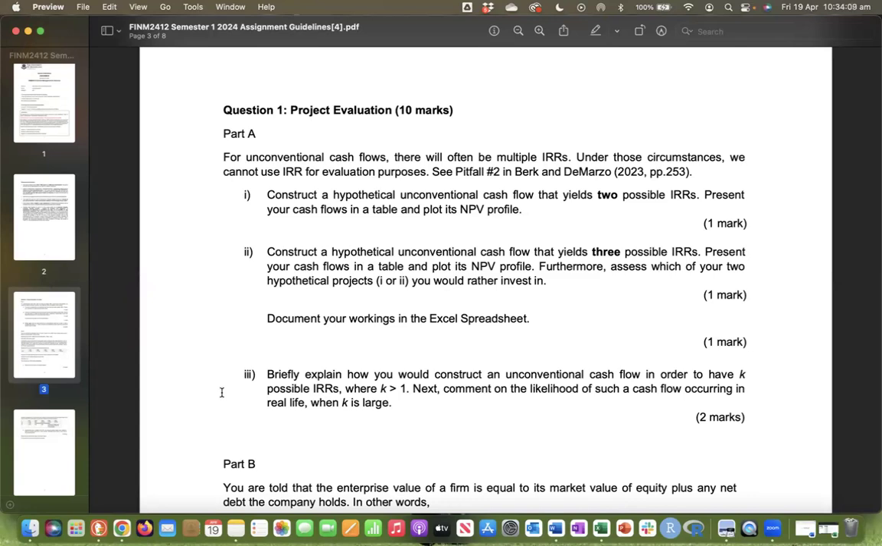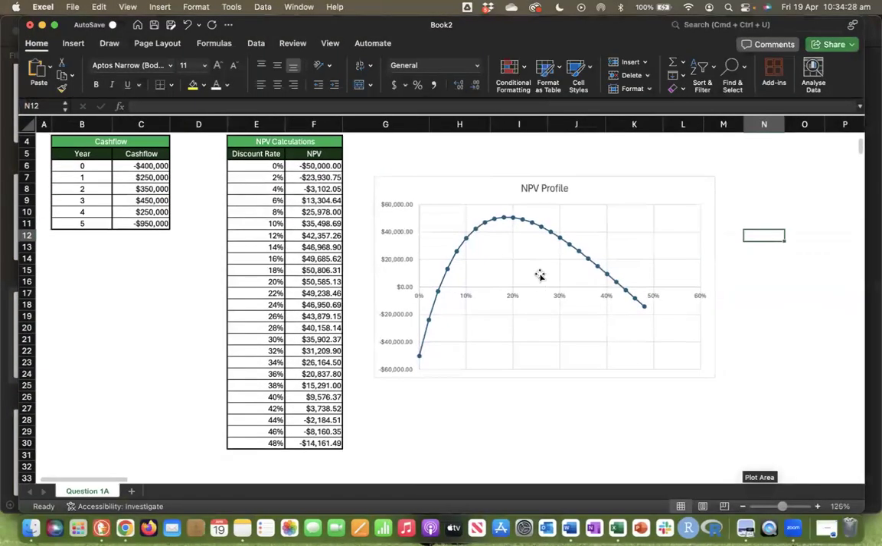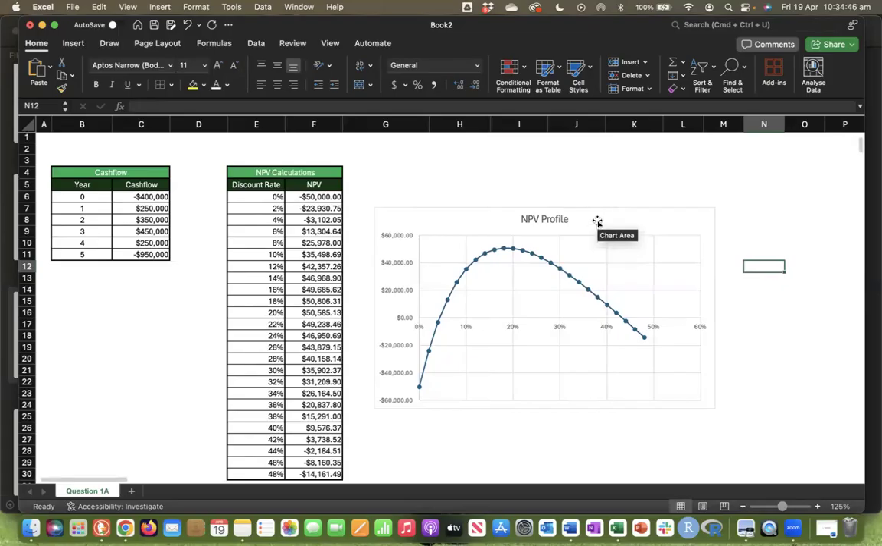So part 1 is construct a hypothetical unconventional cash flow that yields 2 possible IRRs. Present your cash flows in a table and plot its NPV profile. So we're going to be doing this in Excel, and I've provided you an example just here. So this is what we're looking for the NPV profile to look like. And as we discussed in class, hint, hint, how do we interpret an IRR from an NPV graph? And you guys should be able to remember that. And from that, you can tell that this graph accurately represents 2 IRRs.